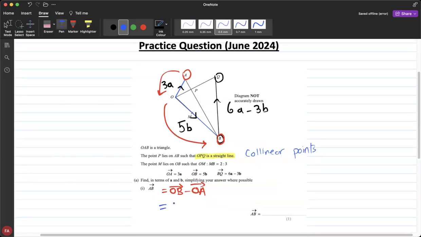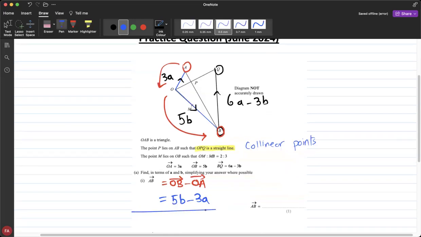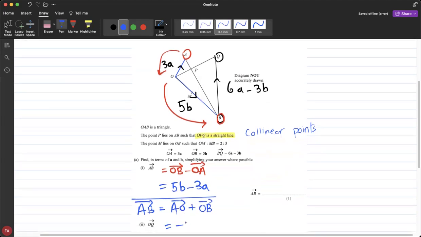Let me just plug in the values over here. That's going to be 5B minus 3A, or otherwise you could have said AB is A to O, and similarly O to B. That also gives us the same answer, because we get minus 3A plus 5B. So whether you use vector subtraction or you start forming a path, it's basically the same thing.